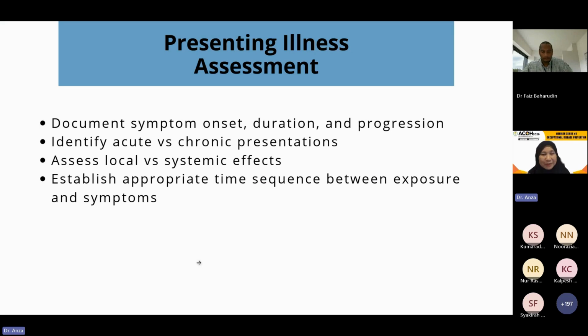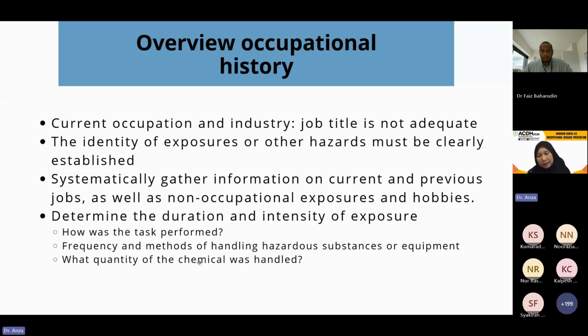As we understand from medical school, we need to document the symptom onset, duration, progression, whether it's acute or chronic. And then secondly, we need to look at how we're going to take the occupational history. As we know, job title is not adequate, so other exposures must be clearly identified and documented.